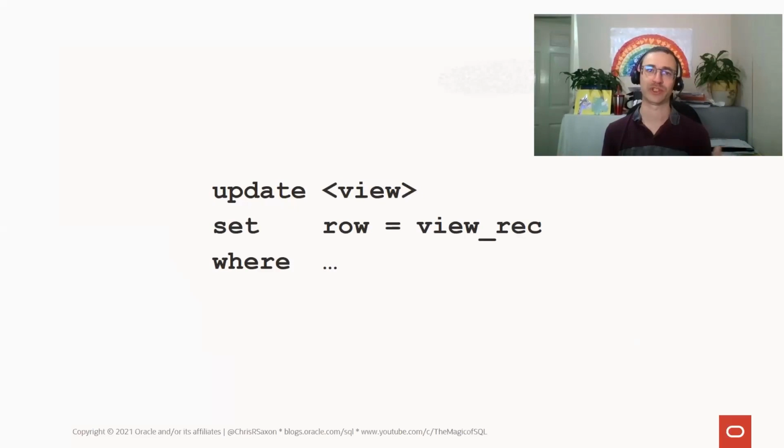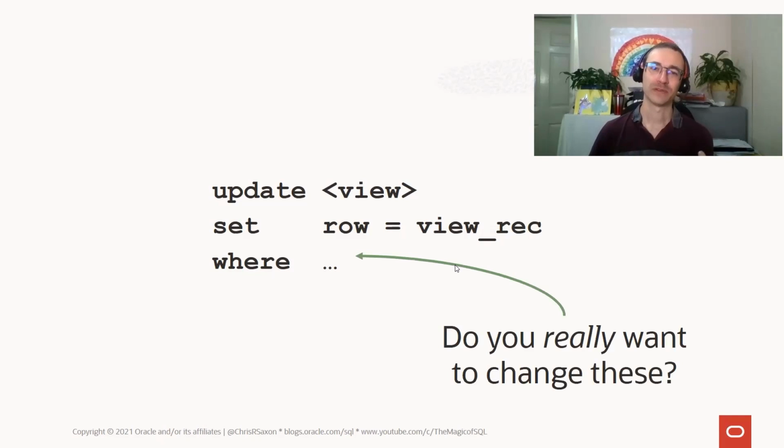You can create a view which contains only the columns you want to change, and then you can do this record-based update. You say set row equal to the view record, where it's the view's row type. This works great with insert, but you're probably less likely to want to do this with a view. Why? Well, all the columns that you need to access must be in the view. So that includes the ones in your where clause. They will also get updated or changed as part of this update.